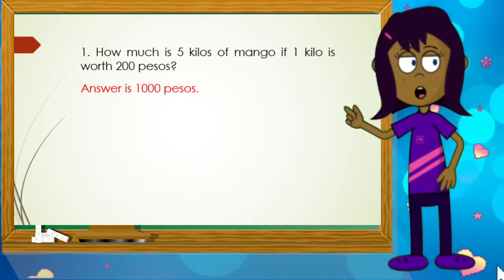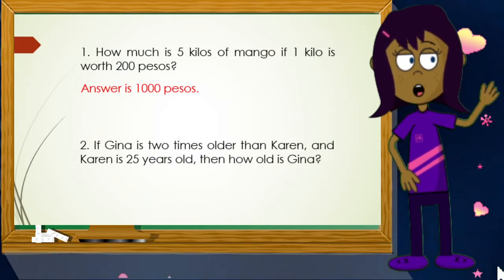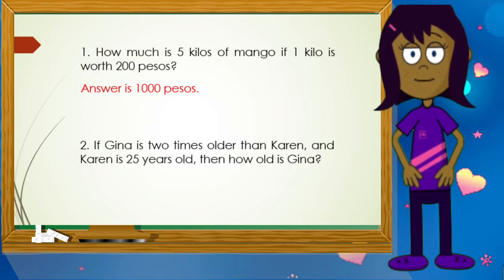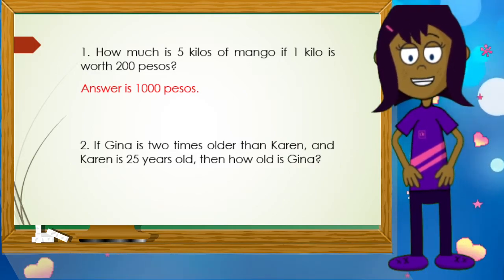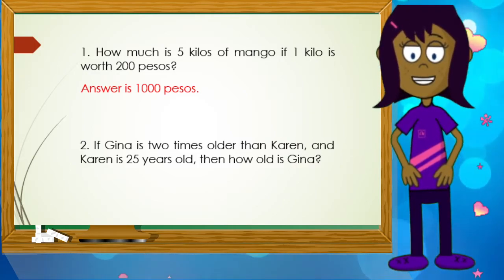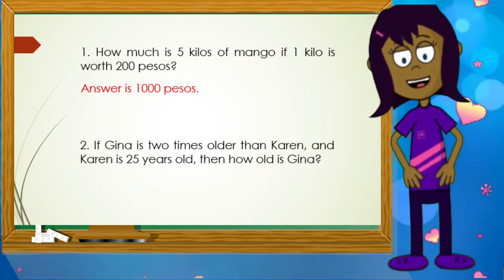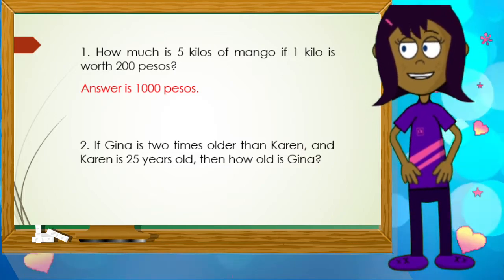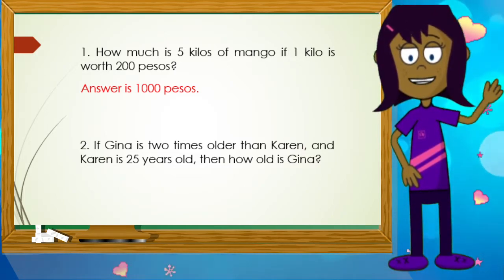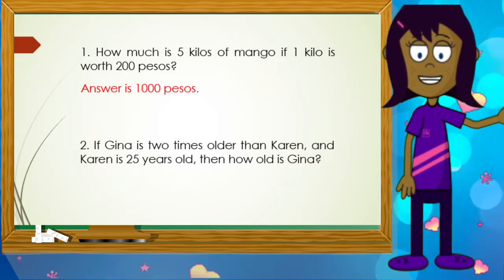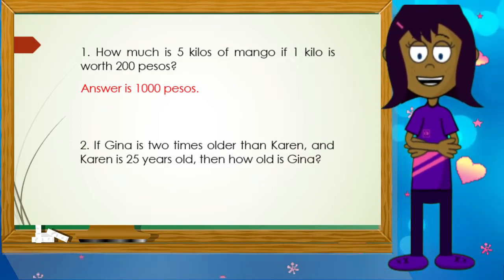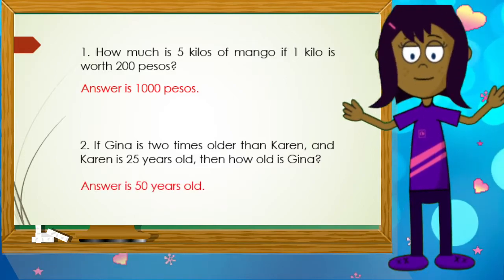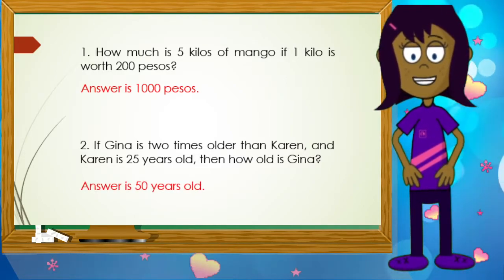The next problem is: if Gina is 2 times older than Karen, and Karen is 25 years old now, then how old is Gina? What's your answer? Karen is 25, Gina is 2 times Karen. So Gina is 50 years old. Very good.